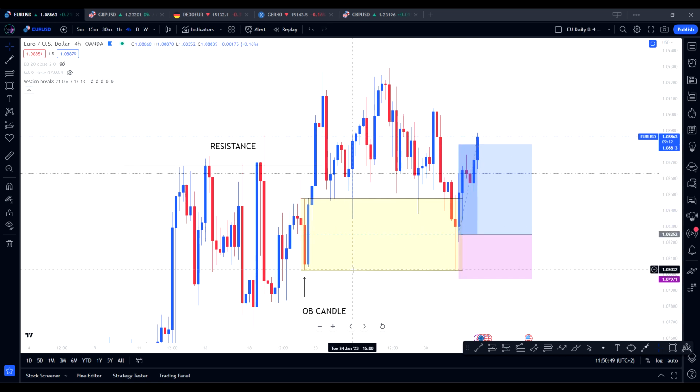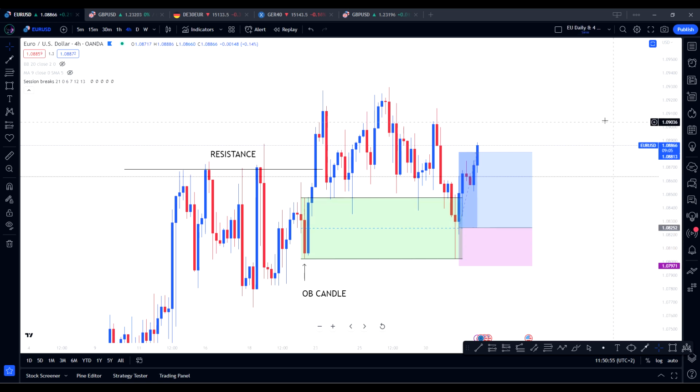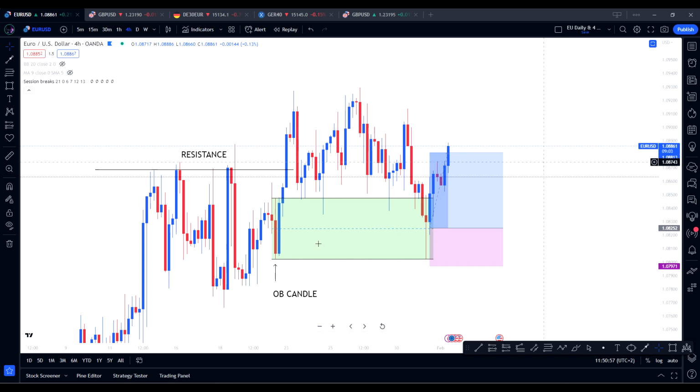So that was a winner. And those of you that follow the channel know that I change the order block channel from yellow to green once we have a winner. And in that way, I know that when I come back, I can analyze, I take a screenshot, and I know that this was a successful trade.